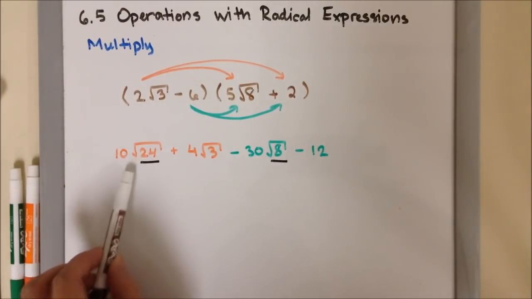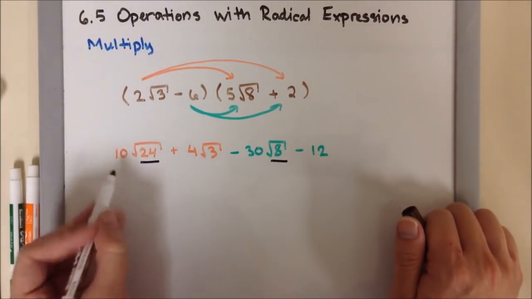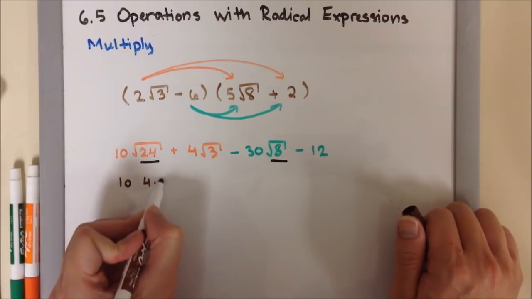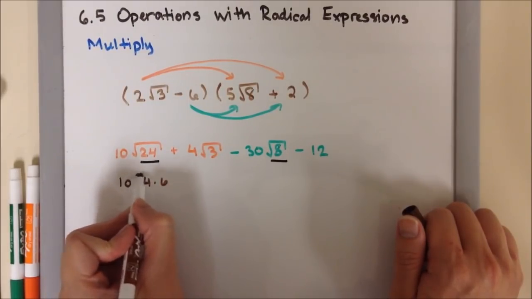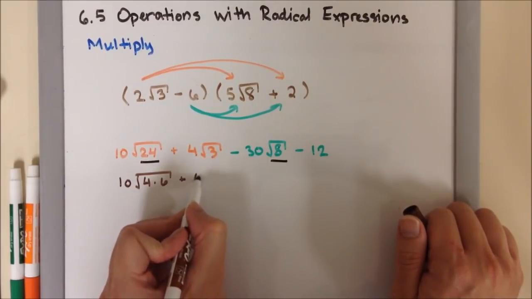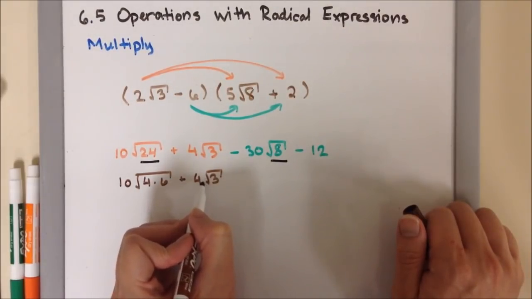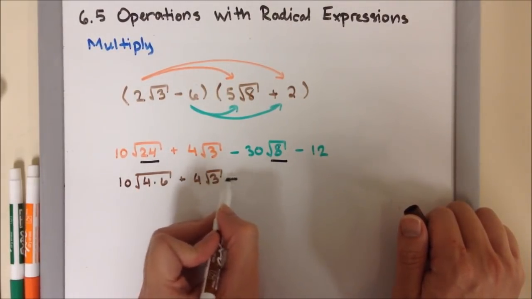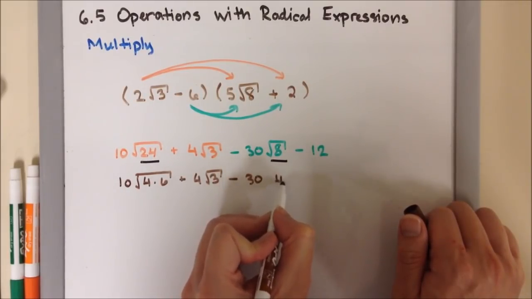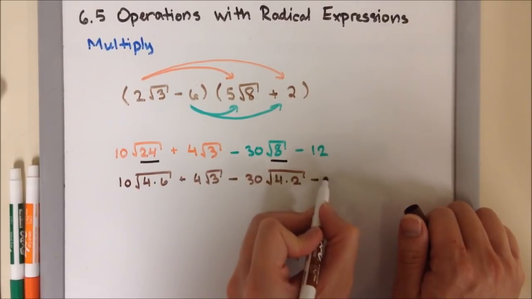So first, I'm going to simplify the square root of 24, meaning I'm going to break down 24 into 4 and 6. I'm going to bring this one down, 4 square root of 3, because square root of 3 is already simplified. Now for the square root of 8, I'm going to break it down into 4 times 2. And then bring down the minus 12.